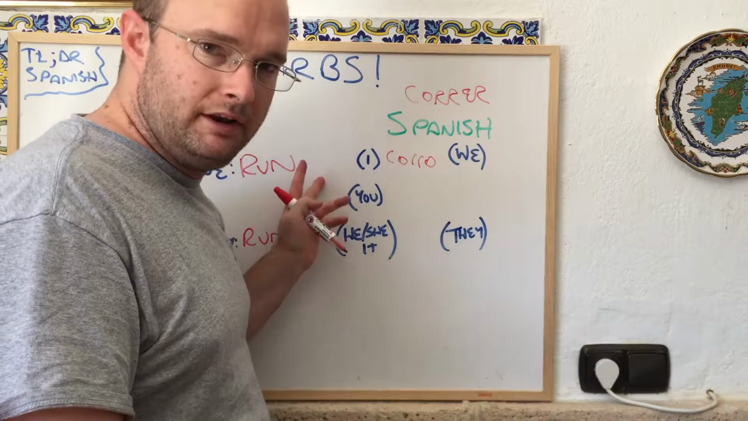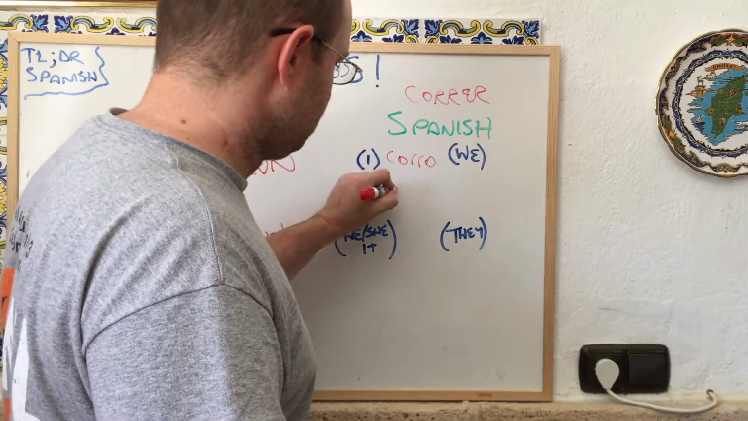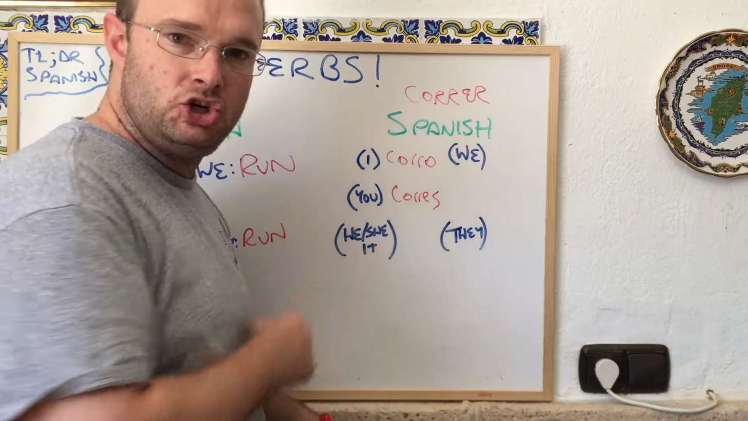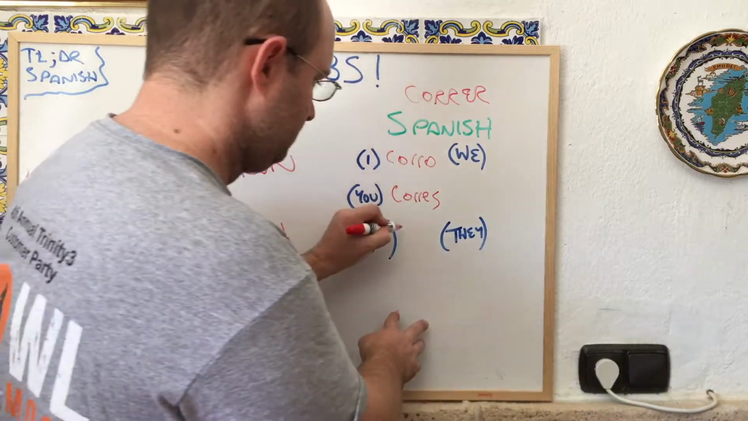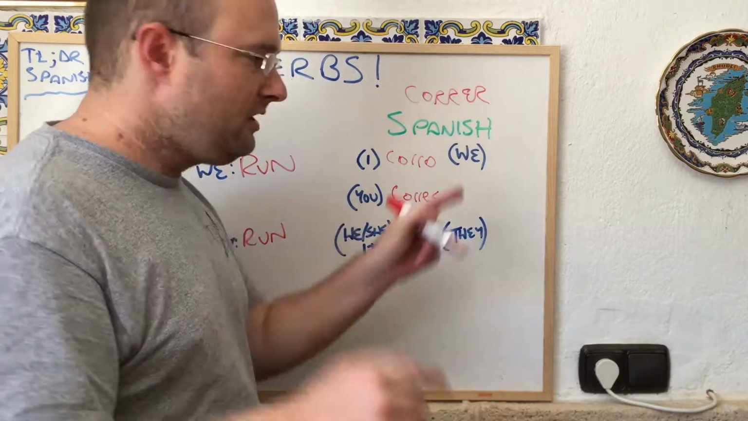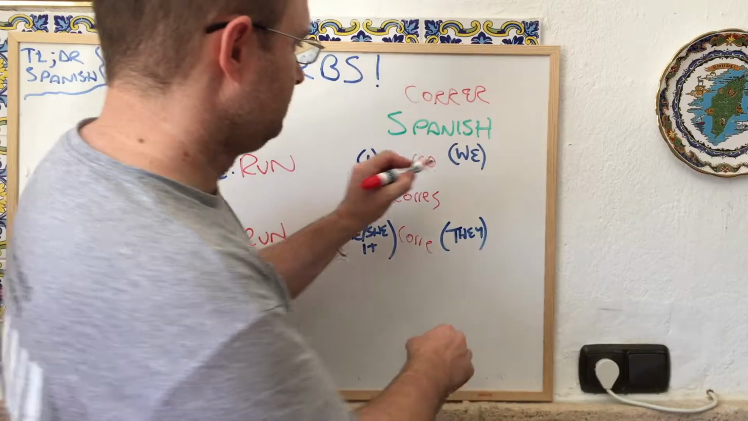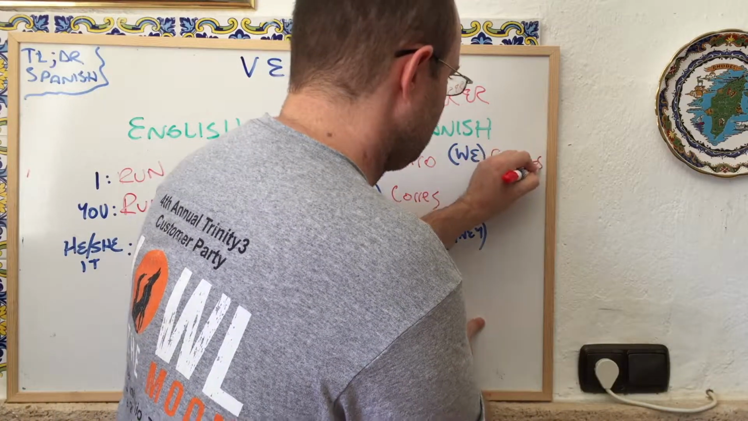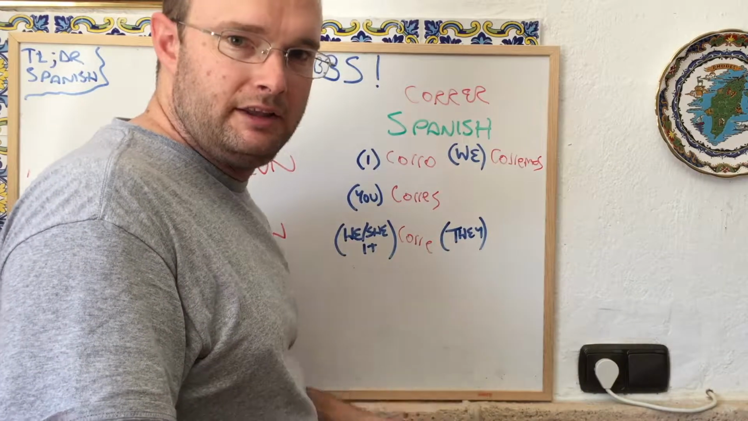The verb for you run is corres. The verb for he, she, or it runs is corre. The verb for we run is corremos. And the verb for they run is corren.